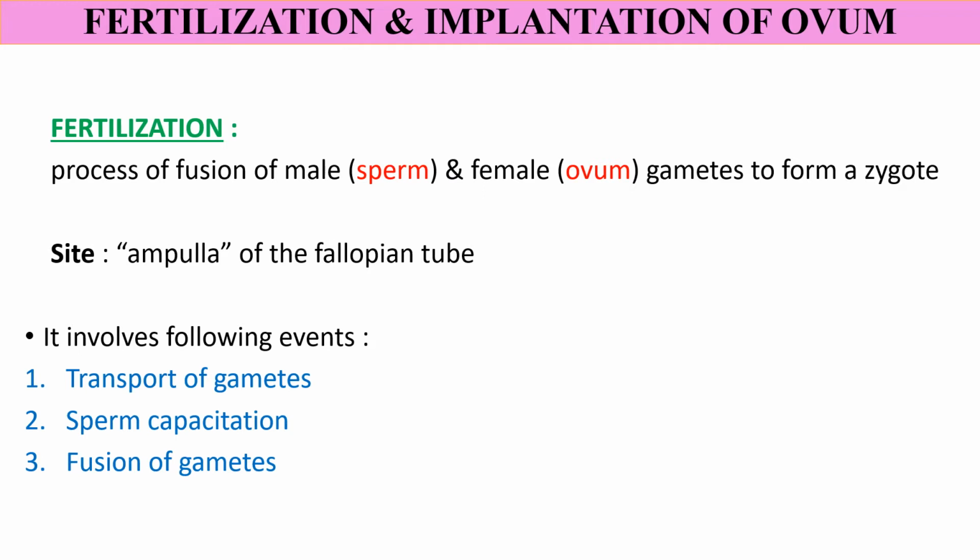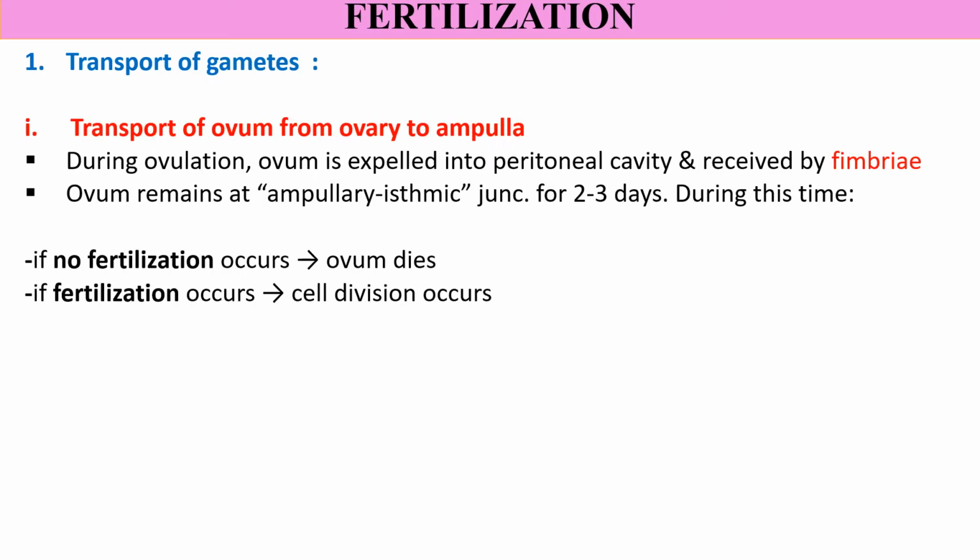Fertilization is the process of fusion of male and female gametes, that is, fusion of a spermatozoa and an ovum. The site for fertilization in humans is the ampulla of the fallopian tube. This process involves the events, namely transport of the gametes, sperm undergoing capacitation, and fusion of gametes. Before fertilization occurs, the ovum and sperms have to reach the site of fertilization, that is ampulla of the oviducts.